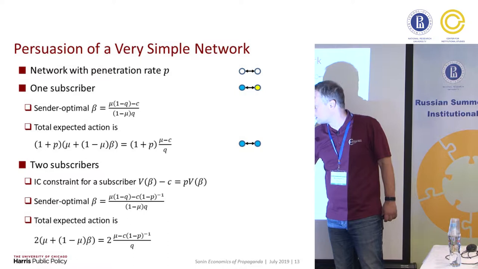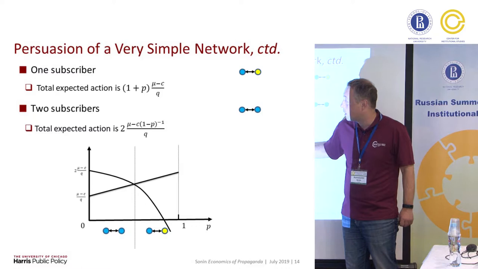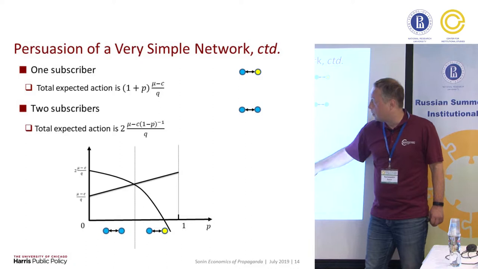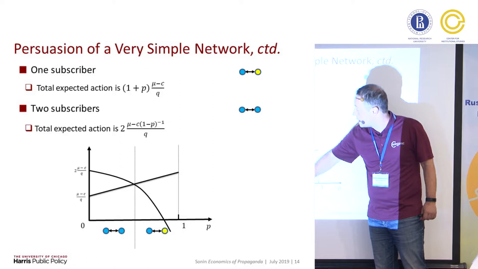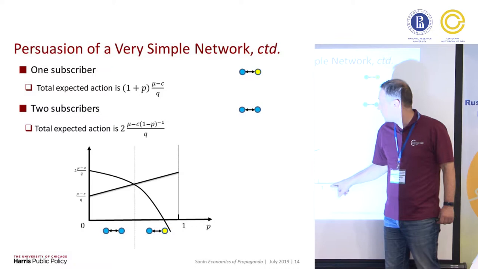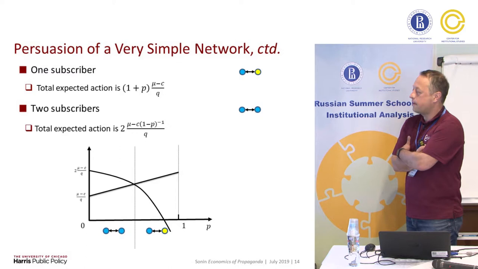And it appears that if you compare these two subscription structures, these are the payoffs of the sender. So this is the total amount of expected action, and this is P, the penetration rate of the network. So it appears that if P is low, below a certain threshold, then the sender would prefer that two agents are subscribers. And if P is larger than this, then the sender would prefer that only one agent is a subscriber. It seems a very theoretical exercise. I'm not even sure that this looks like an interesting fact.